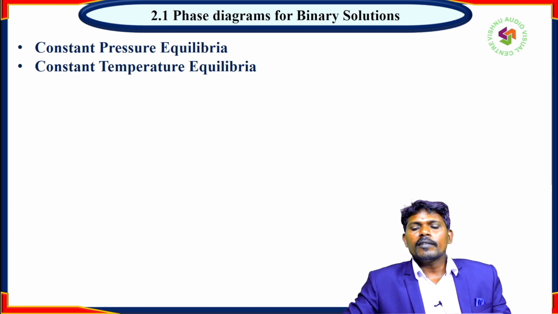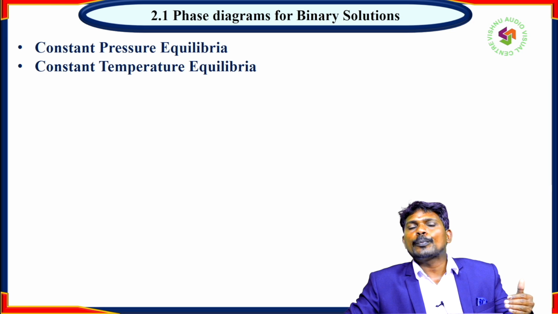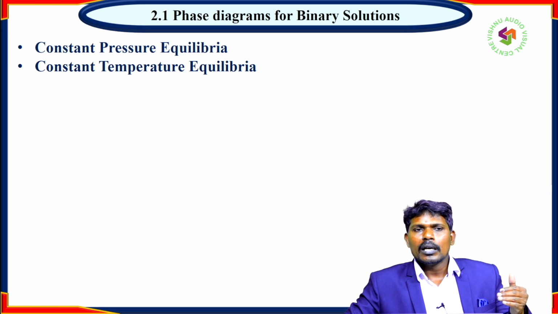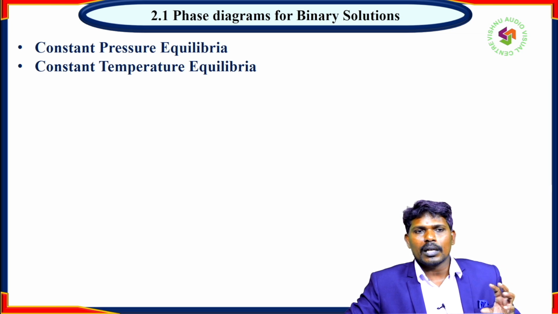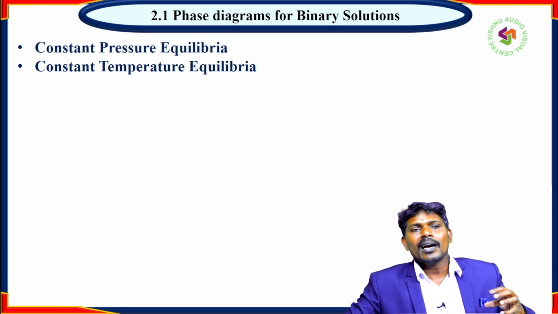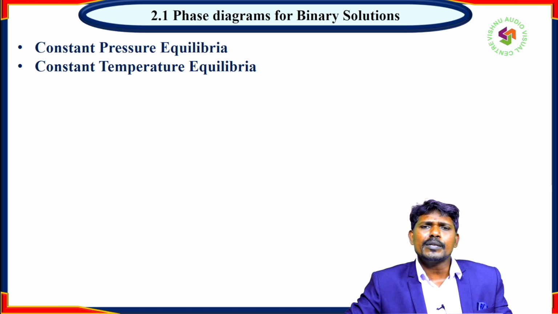Now here, the phase diagram for binary solutions. Binary means two compounds. When the two compounds are in a vapor liquid equilibrium, when both compounds are in a mixture, that's the reason it's called a binary solution. What do the phase diagrams look like? Two different cases are there. First one is the constant pressure equilibria, second one is the constant temperature equilibria. First we will see the constant pressure equilibria.